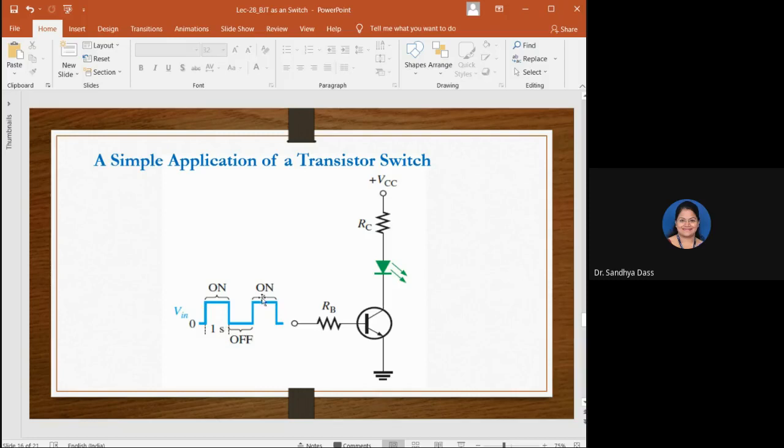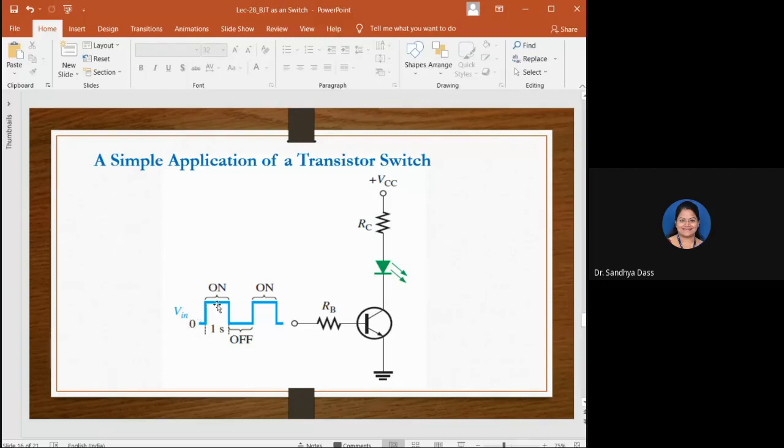For this square wave, when the input V in is 0, what is the condition of the transistor? It is cut off. It is in cutoff, correct? Because the base emitter junction is reverse biased, it is in the cutoff region. So there will be no collector current, and no collector current means the LED will not be forward biased, and you cannot turn on the LED. So the LED will be switched off, correct?